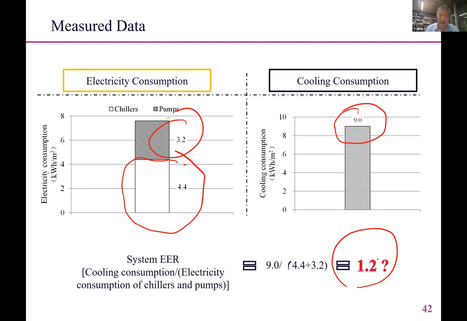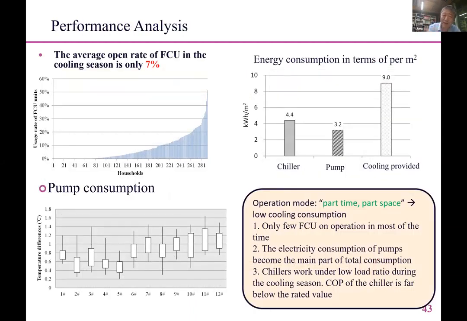Why? Because when we made the measurement, we found the mean open rate of the functional unit is only 7%. It means people don't turn it on most of the time; they switch off the fan to save energy when they're not in the room. This is a Chinese habit. But the water is still circulated, so the pumps consume huge energy. The temperature difference between inlet and outlet of the chilled water is very small, less than 1 Kelvin.